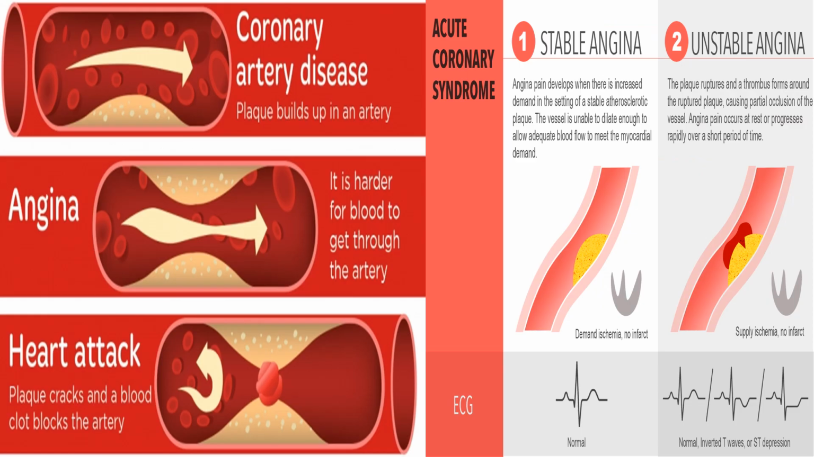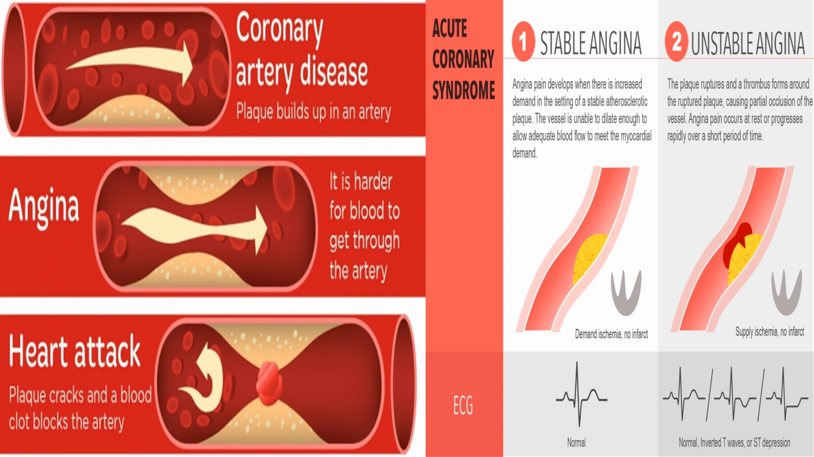Now start looking here. This is coronary artery disease. Plaque is going to build up. This is plaque, right? Now come here. This is also plaque. This is also plaque. Now there is narrowing of the arteries, and it is harder for the blood to get through the artery. How does a heart attack occur? There is complete occlusion. The plaque cracks, ruptures, and a blood clot blocks the artery.